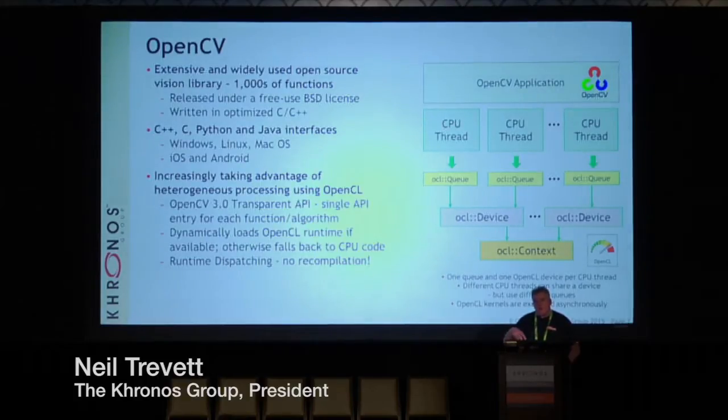So I would say that the main focus of OpenCV is exploration and prototyping, and you can run OpenCV pretty well anywhere. That focus in the past hasn't been so much on figuring out how to accelerate it, but that's becoming more and more important to the OpenCV community. And they're using OpenCL, so it's actually quite interesting to see OpenCV and OpenCL begin to work together. OpenCV 3.0, which is the latest version, has what they call the transparent API.